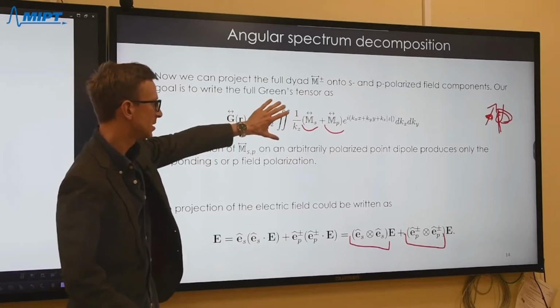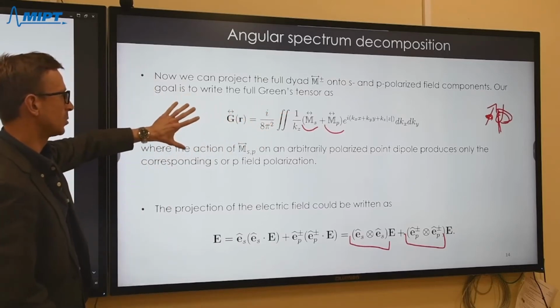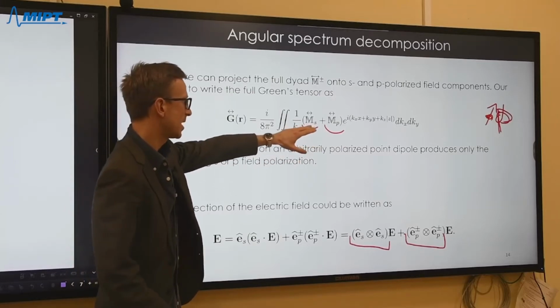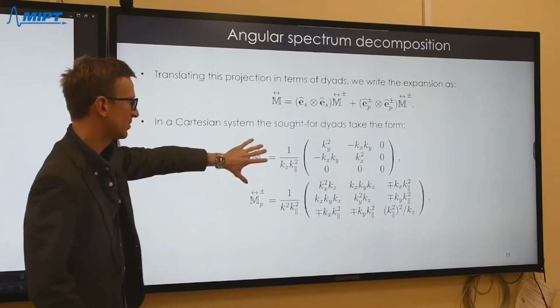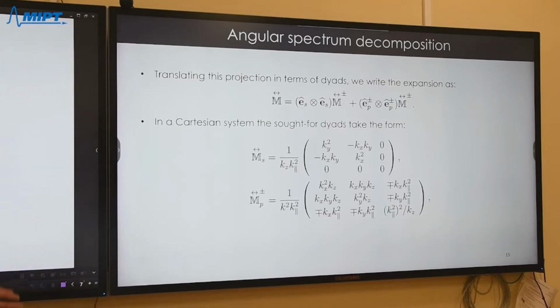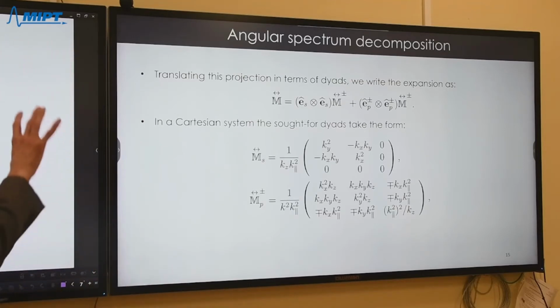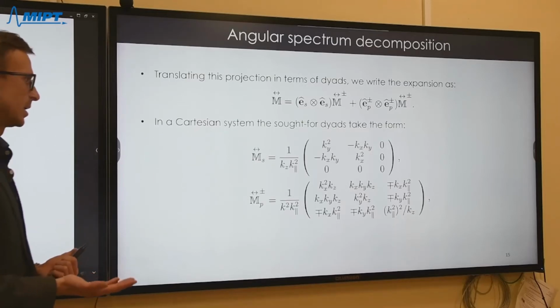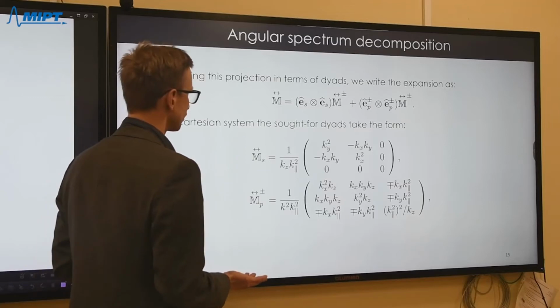So this is the angular spectrum representation where we separate S and P polarized parts. And these dyads have the following very cumbersome form. You don't have to remember it. I don't remember it myself. These expressions here are just for reference, to complete the solution of the problem.